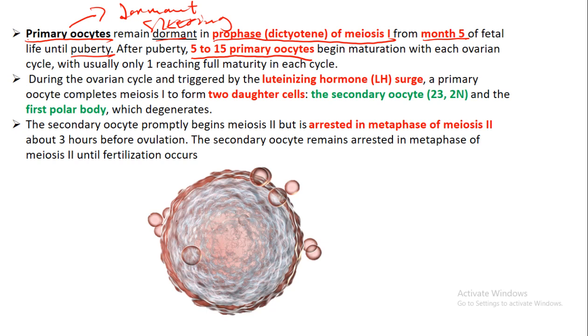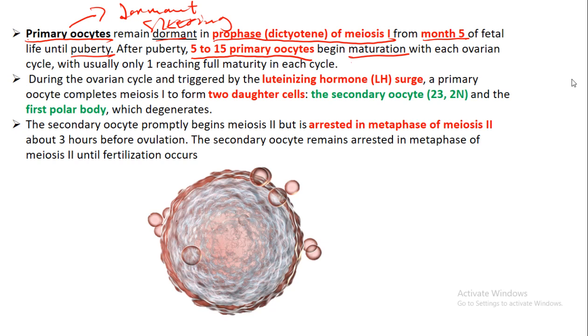That's why a woman undergoes menstruation after puberty, because of the release of these primary oocytes, which are now going to undergo the process of meiosis 1. Remember, this process of meiosis 1 rested at prophase 1, so it's going to continue. So 5 to 15 primary oocytes are produced every month, and they begin maturation with each ovarian cycle.